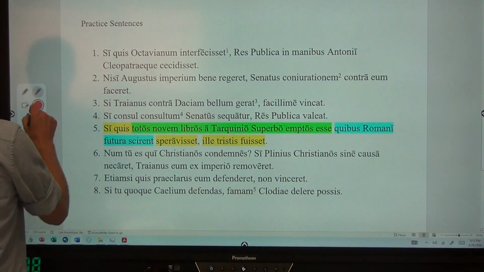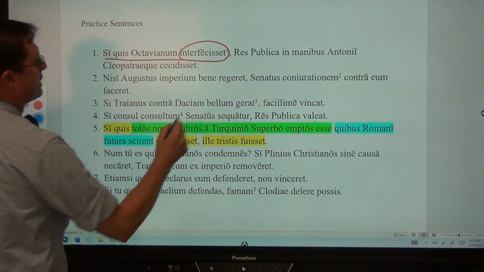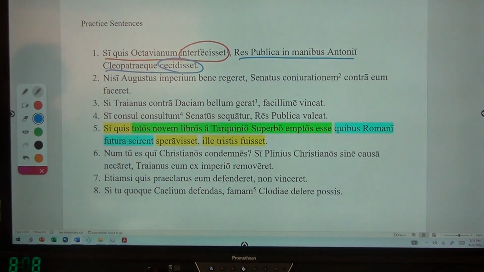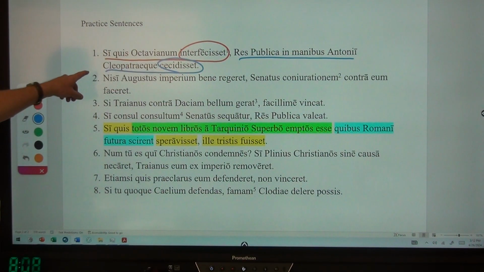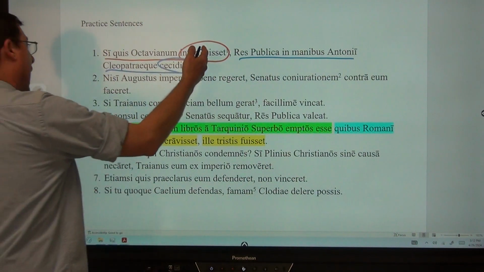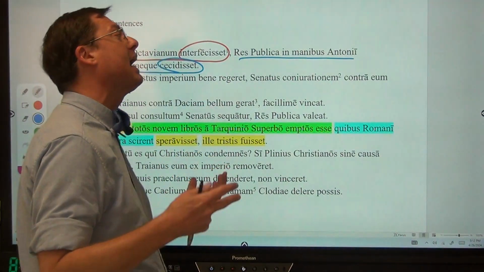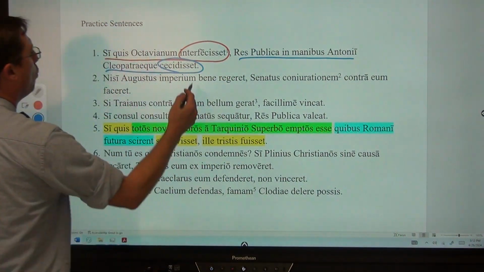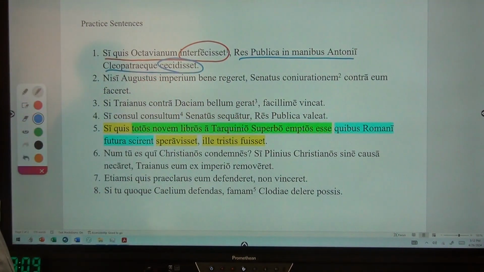Now, let's just take a look at the first three. Again, what are we going to do? We look at what verb we have in the protasis and what verb we have in the apodosis. Since they are pluperfects, this is past contrary to fact, and so we say, if anybody had killed Octavian, they did not, but if they had, we're making it up, that's why we're using subjunctive, the republic would have fallen in the hands of Antony and Cleopatra. That did not go down, but we're making it up.